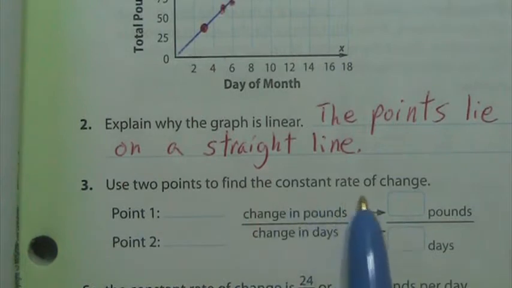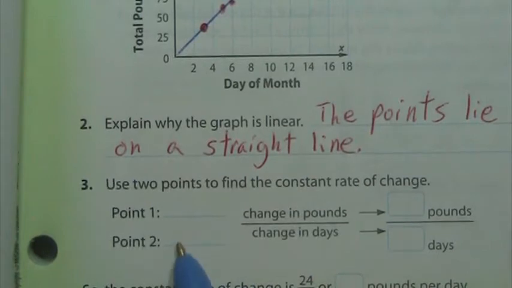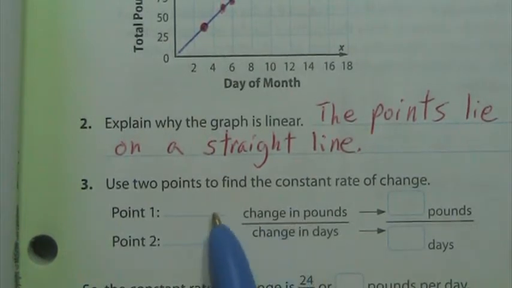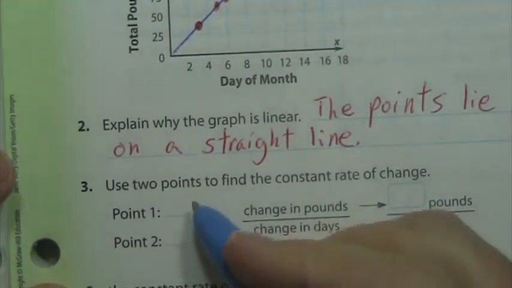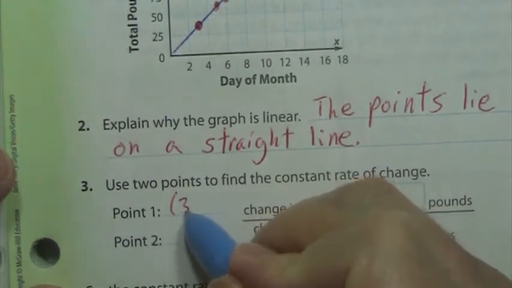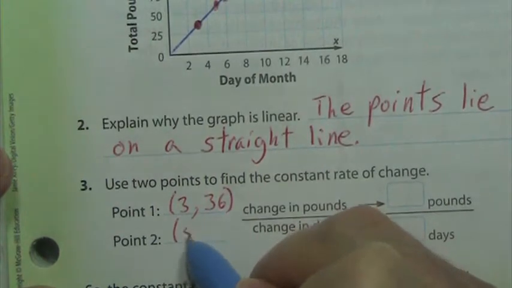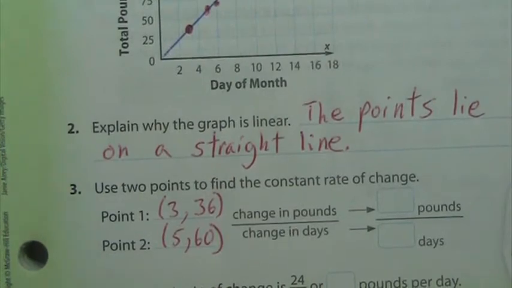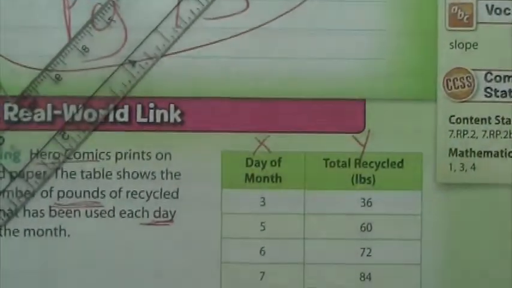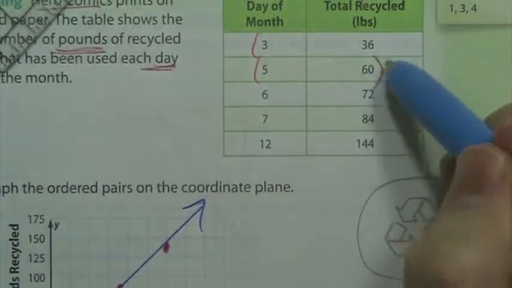All right, next, use 2 points to find the constant rate of change. Okay, so we need 2 points. And I can tell by looking at the numbers, they want us to use the first 2 points. So we will do that. So the first point was 3, 36. And the other point is 5, 60. Okay, where am I getting those numbers from? I'm getting those numbers from up here. 3, 36, 5, 60. See that? Right there. That's where I'm getting those points from.